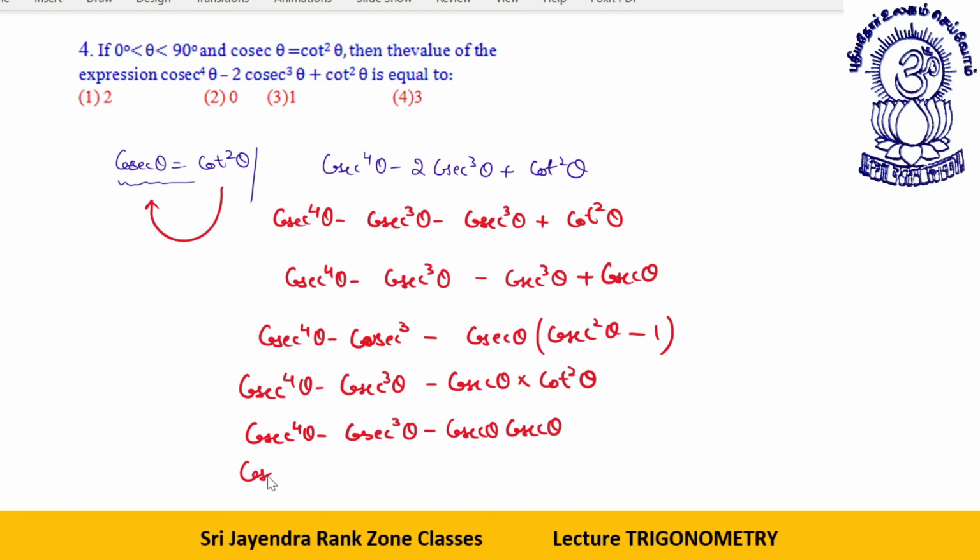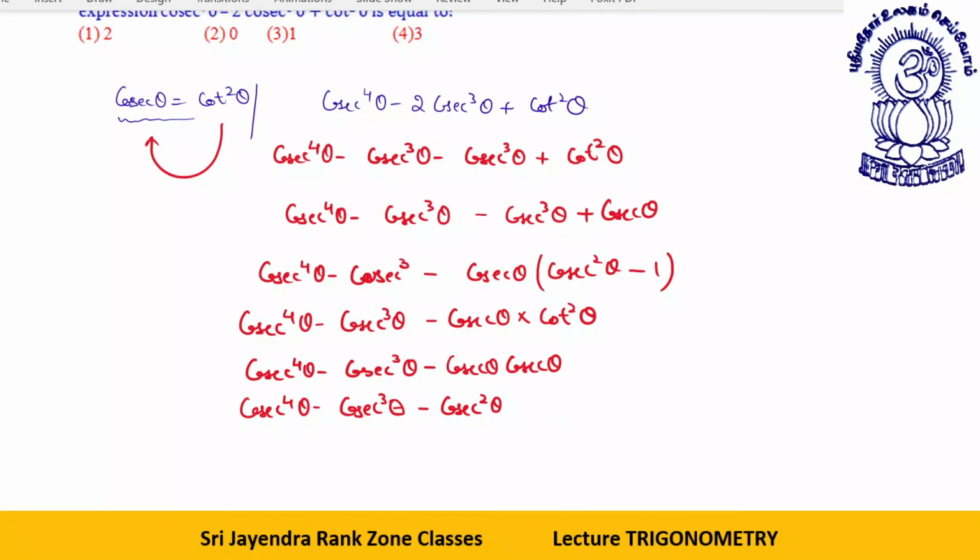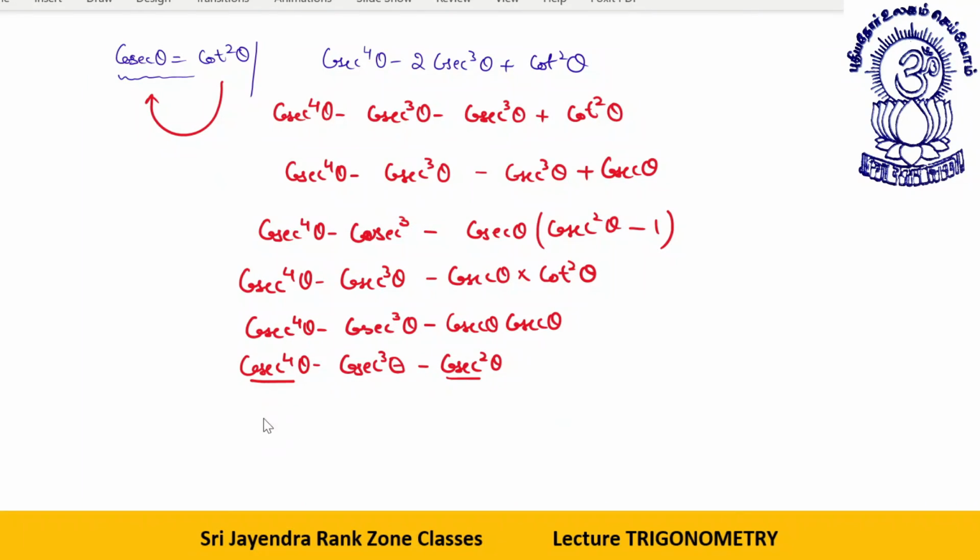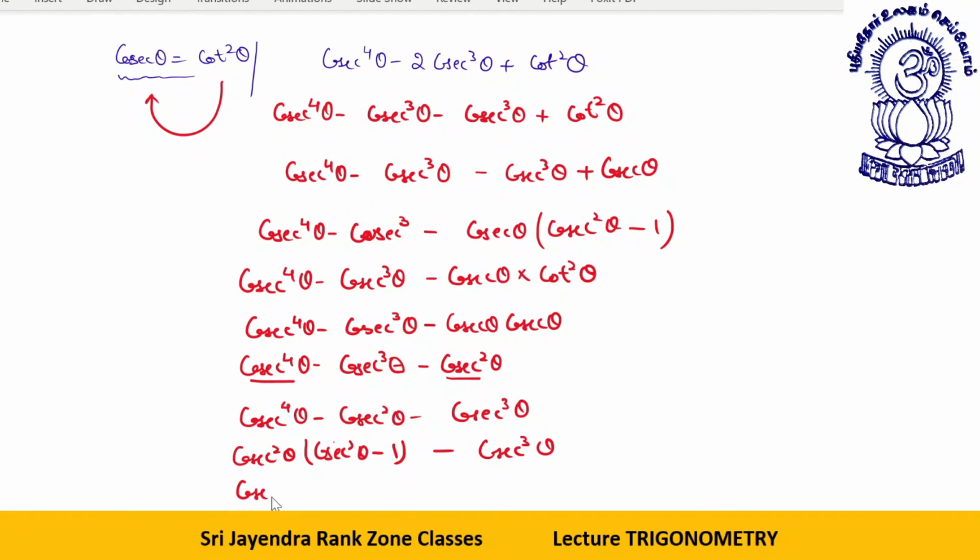So you have cosec 4 theta minus cosec cube theta minus cosec square theta. Now you take these two terms. This is like cosec 4 theta minus cosec square theta minus cosec cube theta. Why am I doing this? Because here I will take a cosec square common, which will give me cosec square theta minus 1. Again minus cosec cube theta. This is cosec square theta into cot square theta minus cosec cube theta.